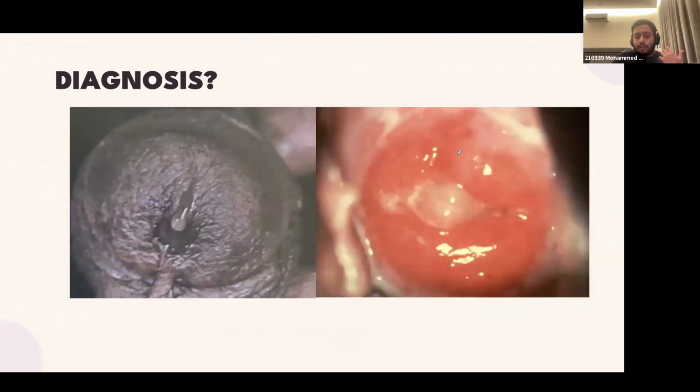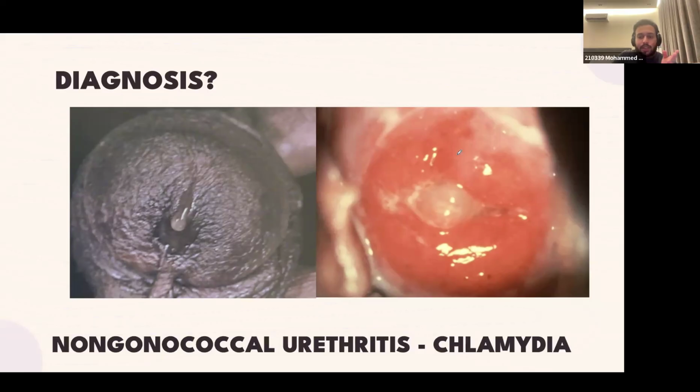Okay. How about this patient? What do they have? It's not purulent. Chlamydia, excellent. What serotypes of chlamydia cause discharge and urethritis? D to K. So chlamydia D to K, these are the serotypes that cause urethritis.